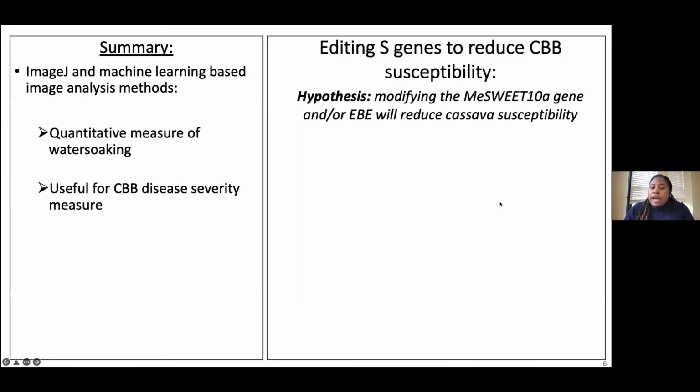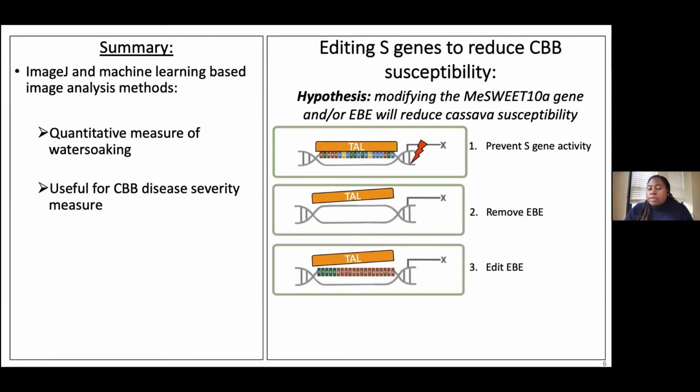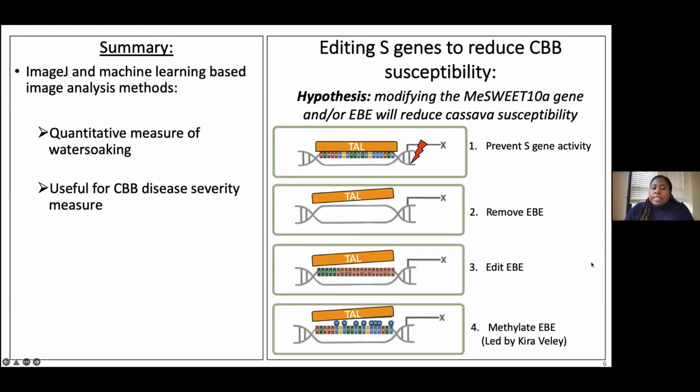And so next I'll move into how we're applying this to our overall goal of modifying the me-sweet-10A gene or EBE site in order to reduce cassava susceptibility. We have two different strategies that we're using to go about developing these less susceptible lines. The first is using CRISPR-Cas9 to either prevent the S gene activity, remove the EBE site, or edit it enough so the TAL effector can't bind. And the second is an epigenetic strategy that's led by my lab mate, Kiona Elliott, where she is methylating the EBE site in order to prevent TAL effector binding.